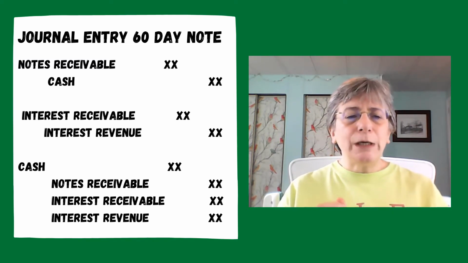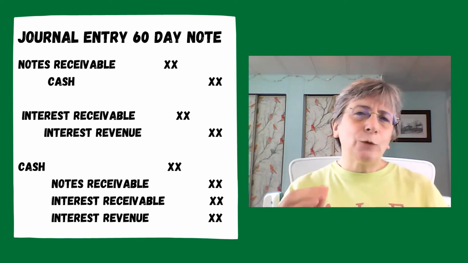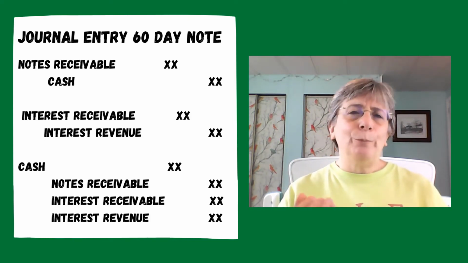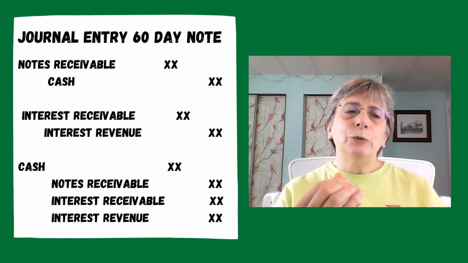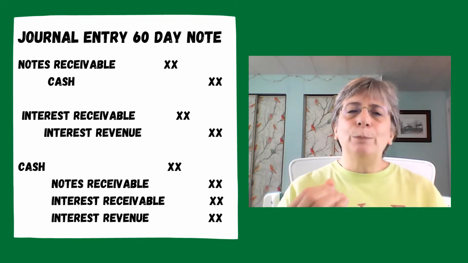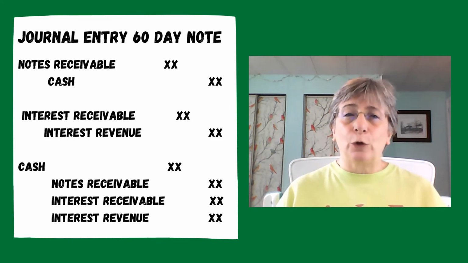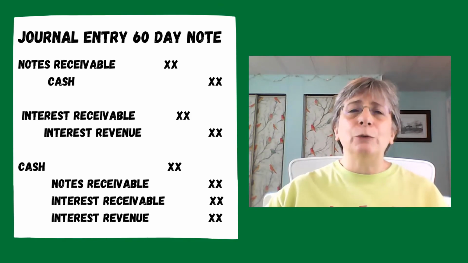So that's what you see here in this third journal entry. We've got the cash being debited to increase it. We're decreasing the notes receivable because you've paid that. We are decreasing what we've already booked into interest receivable, and we're adding on that third piece, the interest revenue for the current month. And we'll look at a specific example so you can see what that looks like.